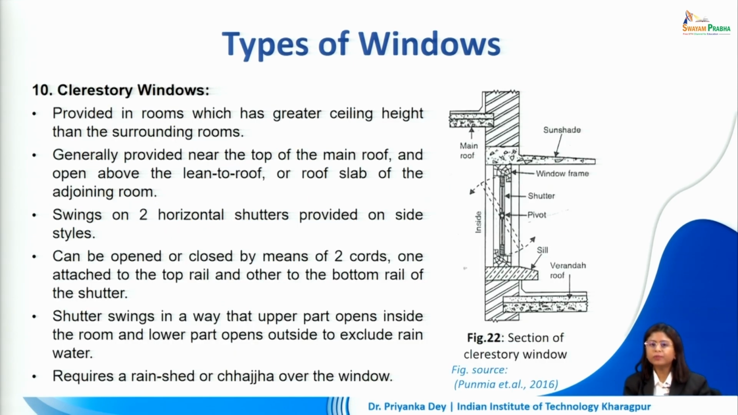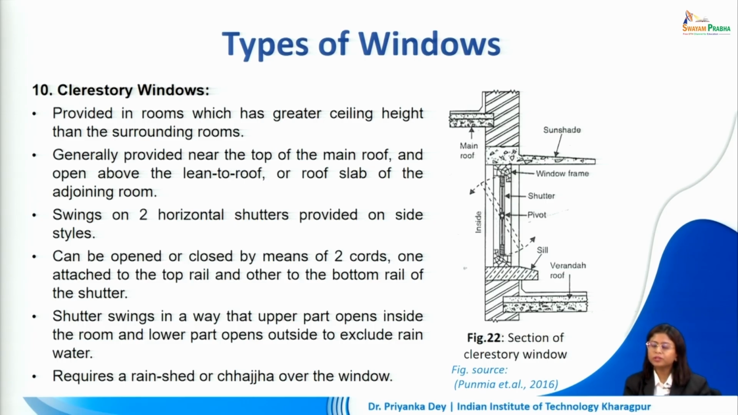Now clerestory window is the next type. This is provided in rooms which have greater ceiling height than the surrounding rooms. Now generally these are provided near the top of the main roof and are open above the lean-to roof or roof slab of the adjoining space. This swings on two horizontal shutters provided on each side stiles.